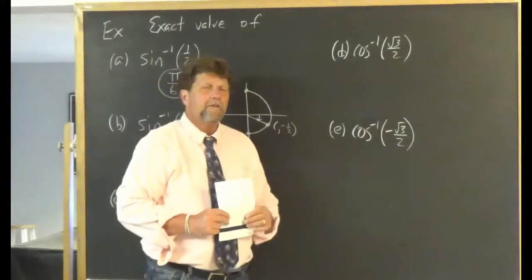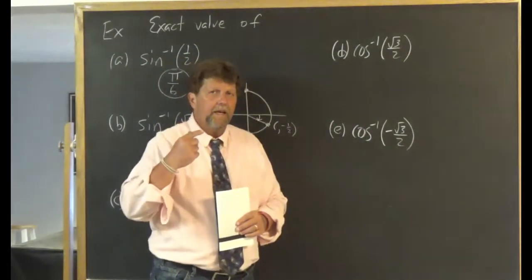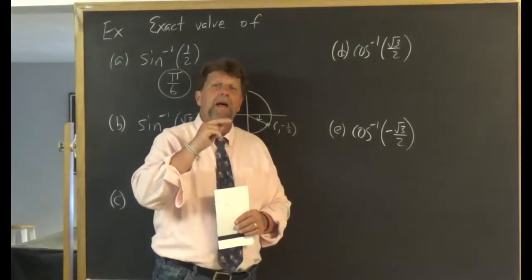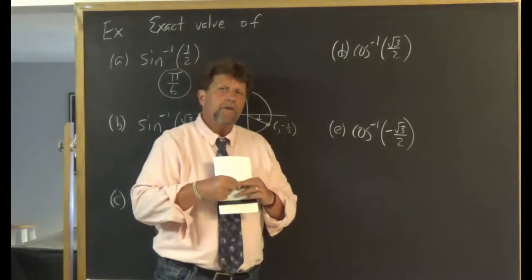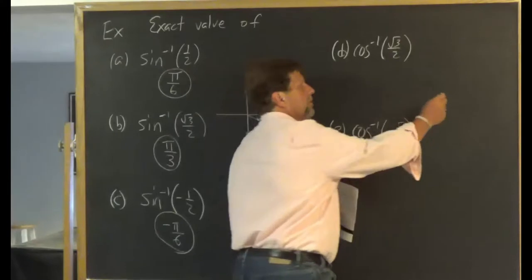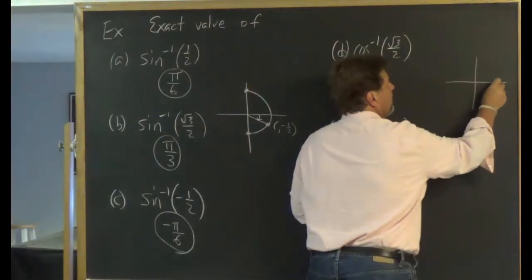Part D, inverse cosine of square root 3 over 2. Okay, I'm thinking, inverse cosine. I'm trying to find an angle on the top half of the unit circle. Then when I do the cosine of that angle, I get square root 3 over 2. So let me quickly sketch the top half of the unit circle.